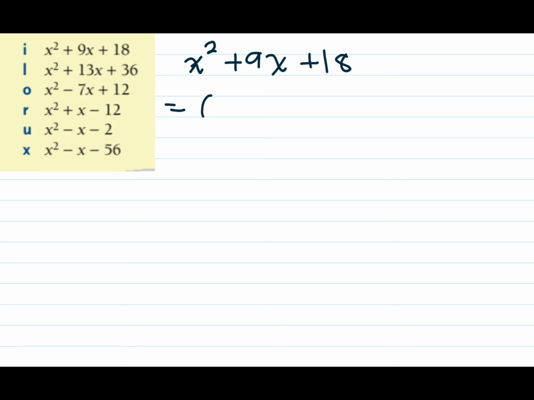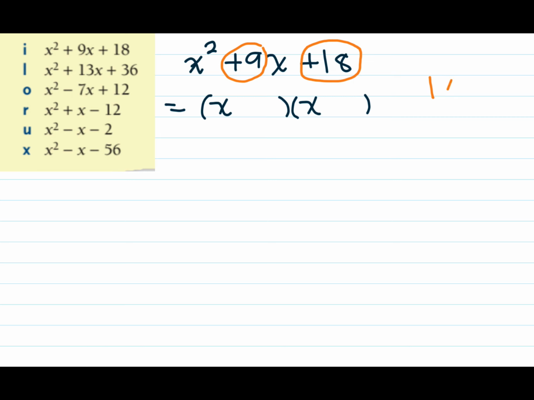What you do is you're going to open two brackets. You're going to put an x in each bracket, and you're going to look at the last number, the constant, which in this case is 18. Factors of positive 18 that when you add them, you get a positive 9.